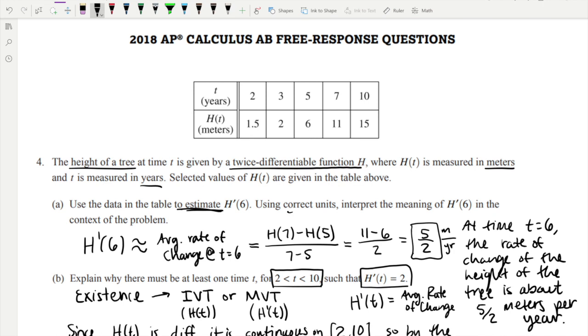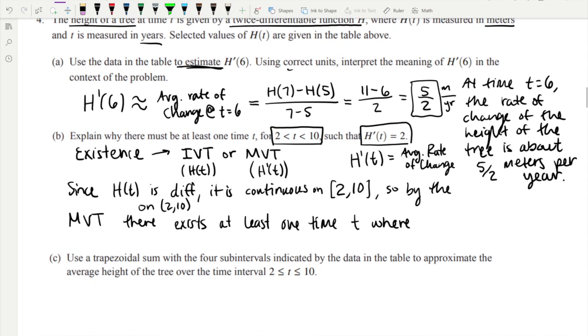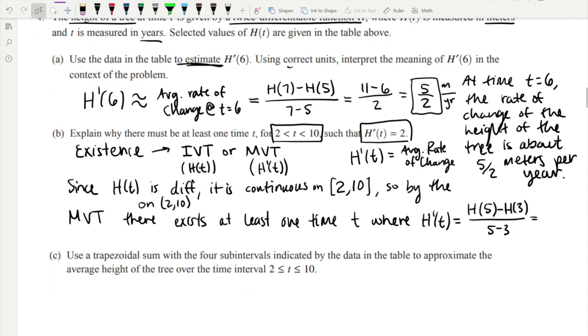And so it doesn't take too long, hopefully, to notice that between these 2 points, we go up by 2 in the t's, and we go up by 4 in the h's. So 4 over 2 is 2. So in particular, we have at least one time where h prime of t is equal to h of 5 minus h of 3 over 5 minus 3, that average rate of change, the slope there, which we just saw was 4 over 2, or 2. So then we're done. That's it. That's the reason.